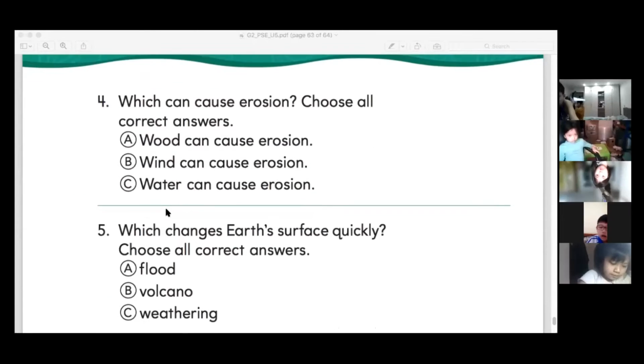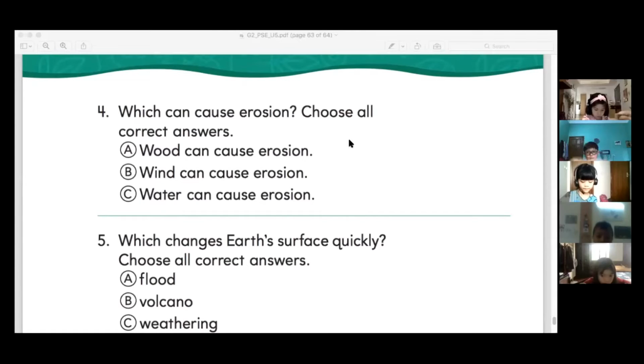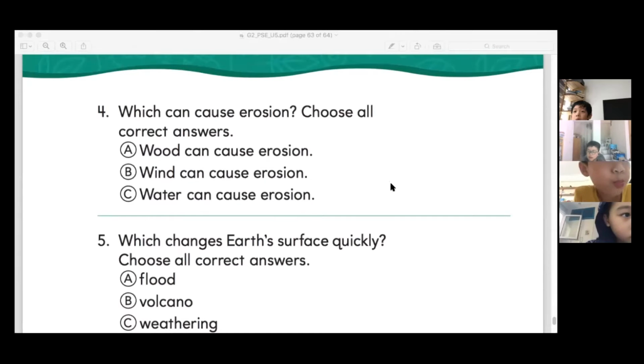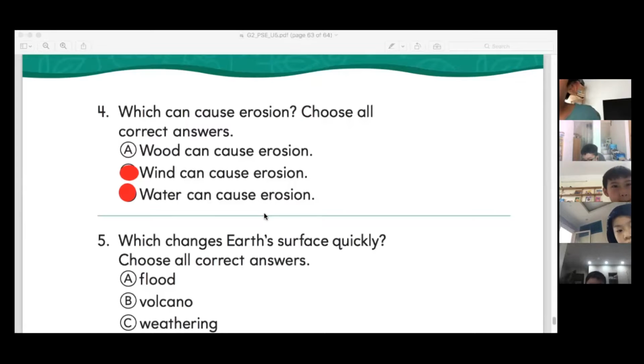Number 4, which can cause erosion? Choose all the correct answers. How about Cherry? Cherry, go ahead. Which can cause erosion? I think wind and water. Excellent. Good job. Okay, everyone, check your work.